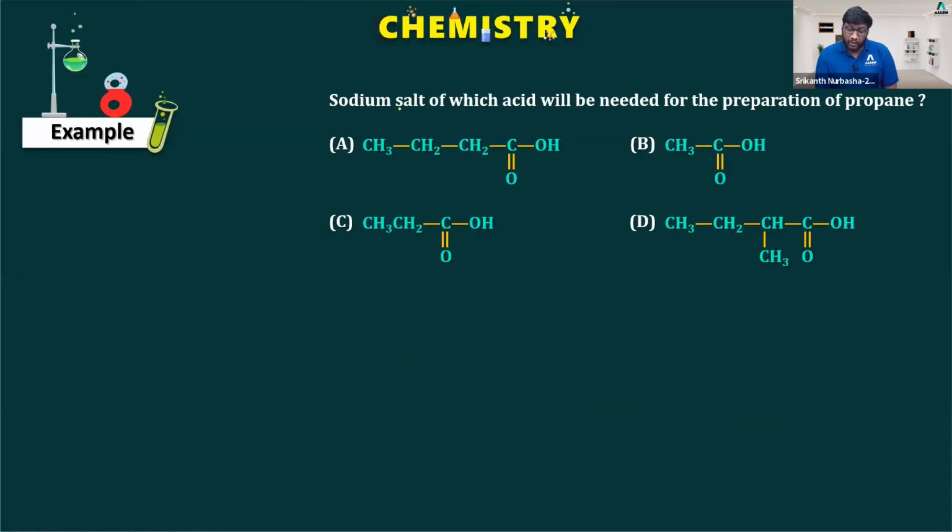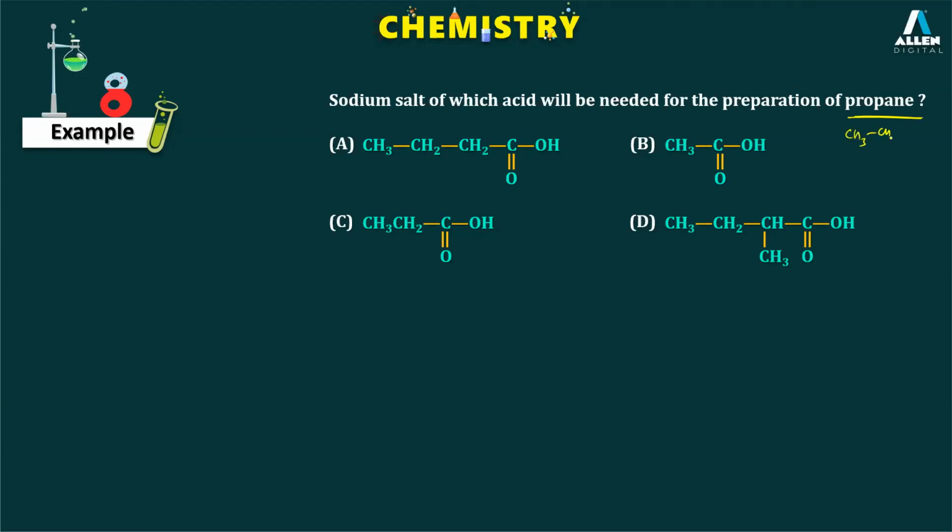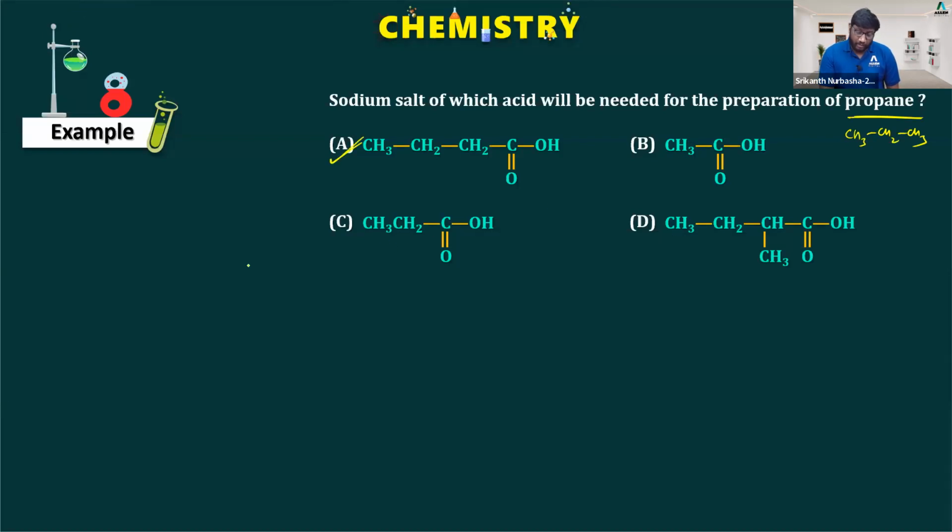The sodium salt of which acid will be needed for the preparation of propane? Propane you have to prepare. So propane means CH3, CH2, CH3. If you take A, you get CH3CH2 minus, which picks up a proton. If you take this, you get CH3 minus, which picks up a proton and forms methane. In C and D, you will get other compounds, so A will be right.